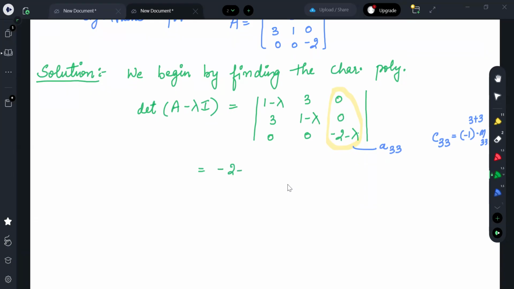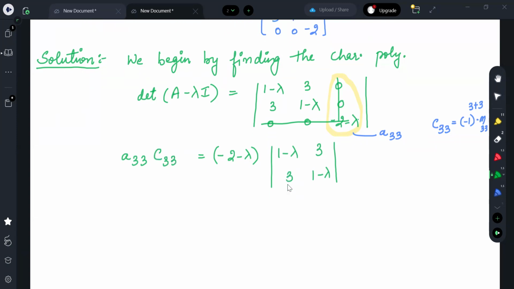So I have -2 minus lambda, times the minor. So you hide that corresponding row, hide that column. You're left with the 2 by 2 determinant. And I'm expanding along column 3 or row 3, same thing. The entry is A33 times the cofactor. That's the determinant. Simplify this.